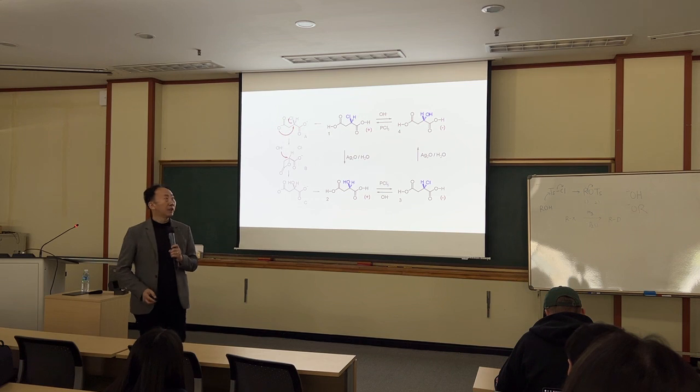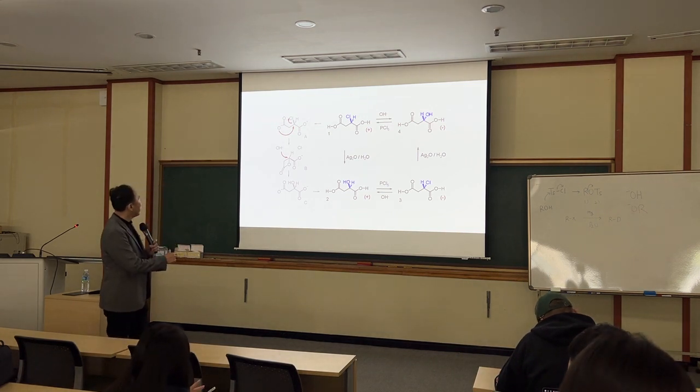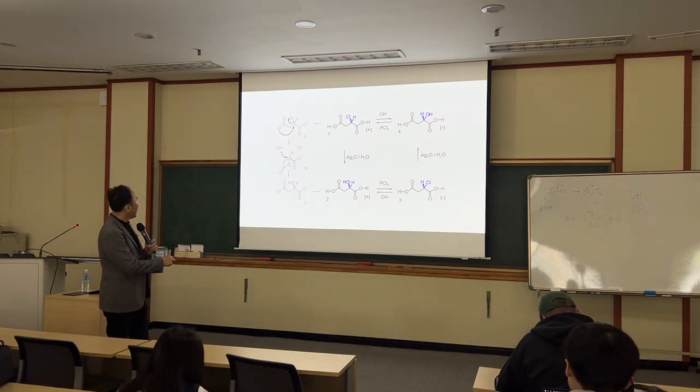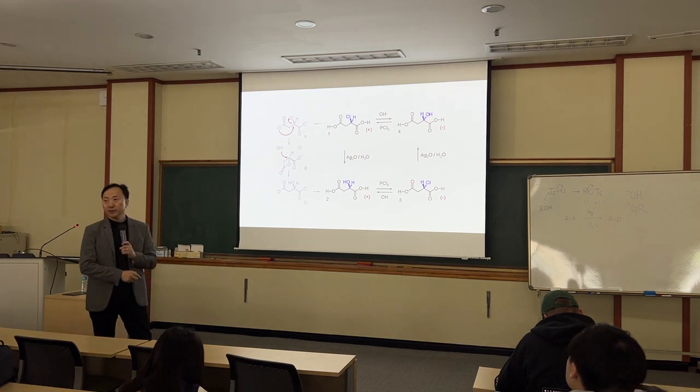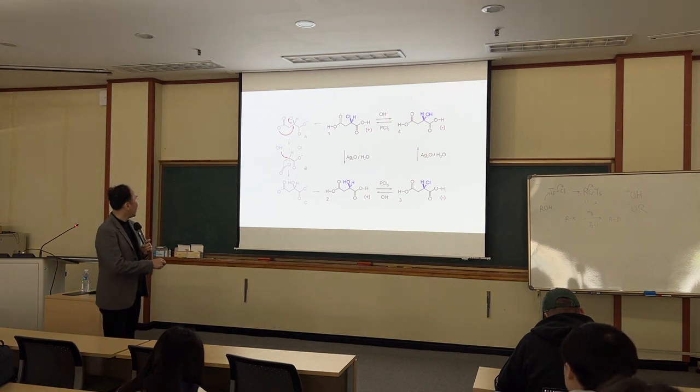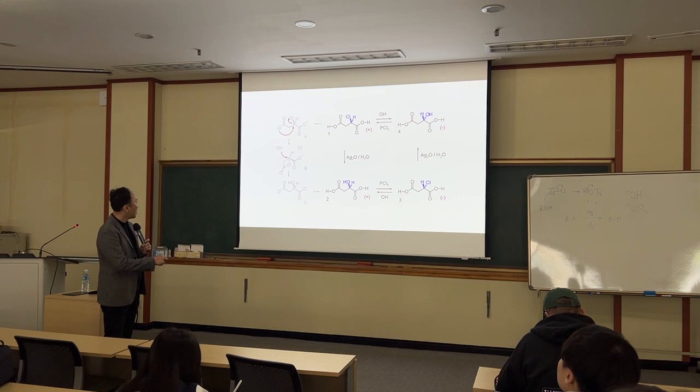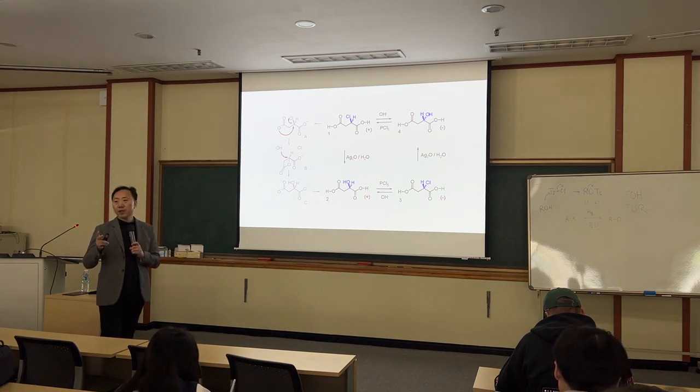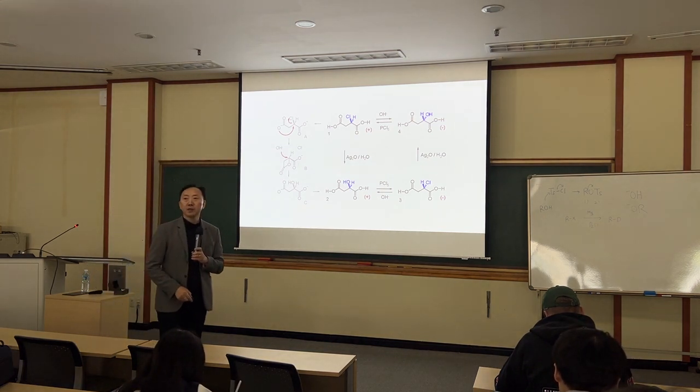Okay. Internally, this was attacked, and then inversion happened first. The intermediate is formed, and then OH minus attacks here and pushes this out. That's why two inversions make a total retention.